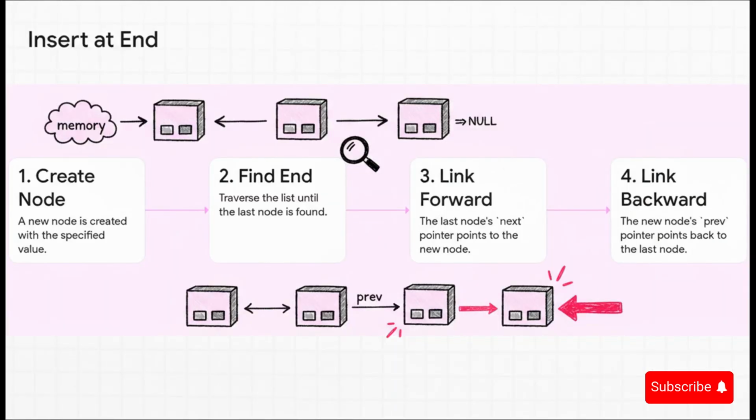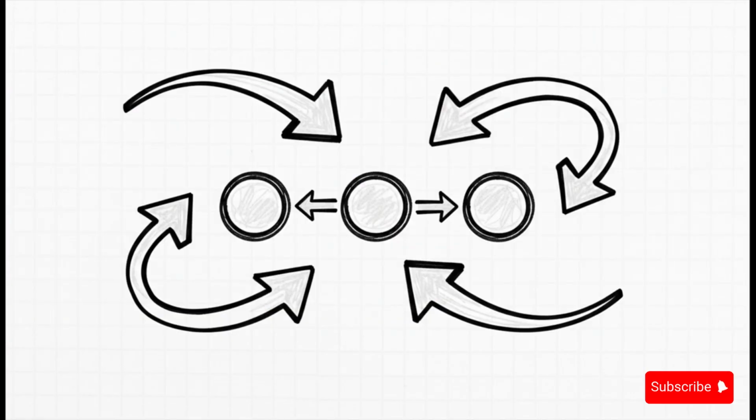First, you create your new node. Then you start at the head and just keep following the next pointers until you hit one that's null. That's your signal. You've found the end of the line, the tail. Once you're there, you just hook up the new node. The old tail's next now points to our new node, and our new node's prev points right back at the old tail. Done. You see, all this careful management of pointers, this is what it's all about.